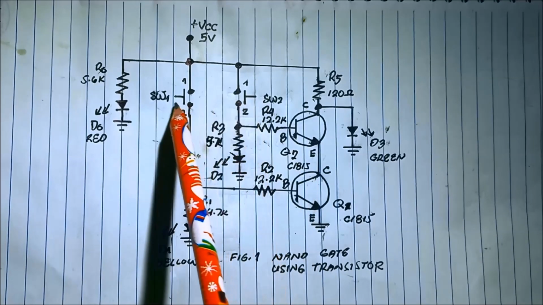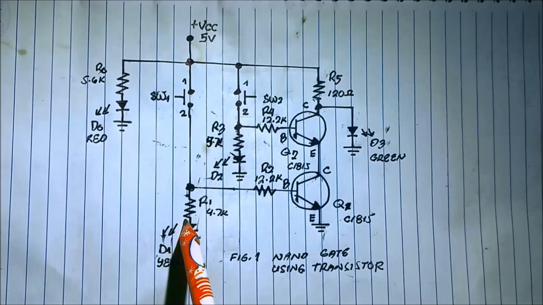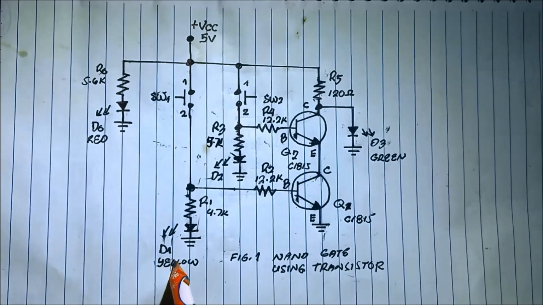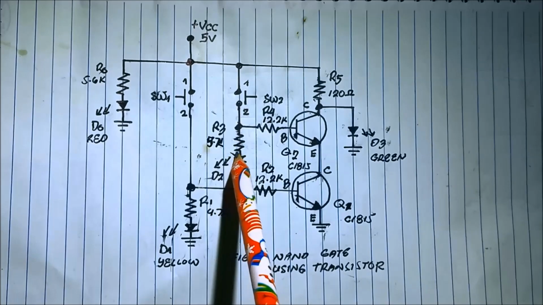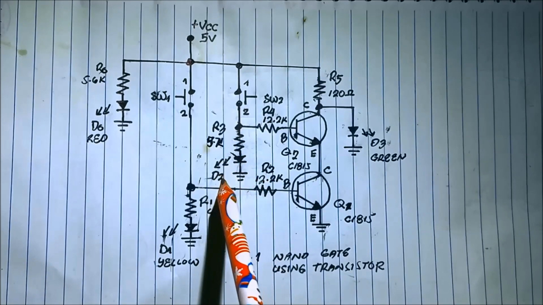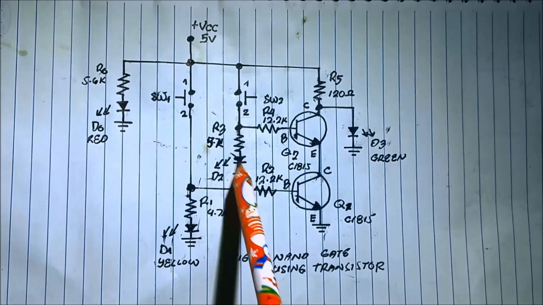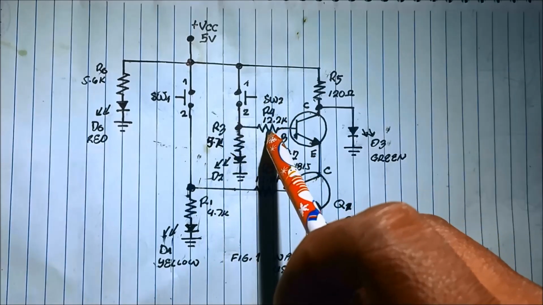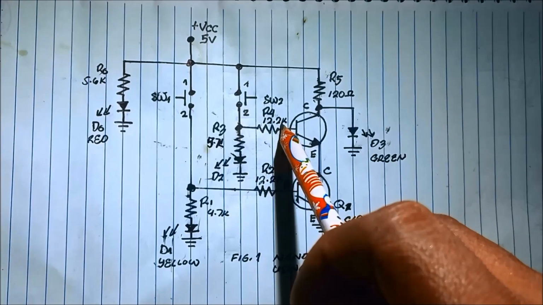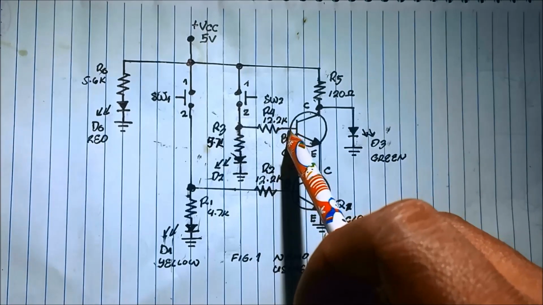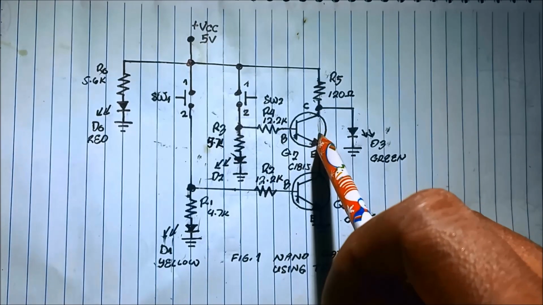The input switch 1, switch 2, input LED, color yellow. Input LED of the second switch is blue. Okay, blue, yellow, blue. And then we have this base resistor for biasing. I use a 12.2K resistor to make sure that our transistor is totally saturated at the output side.